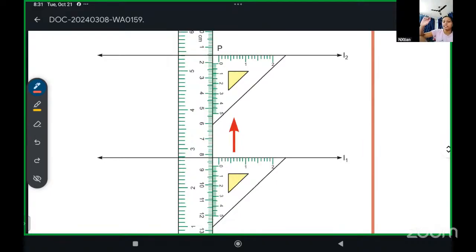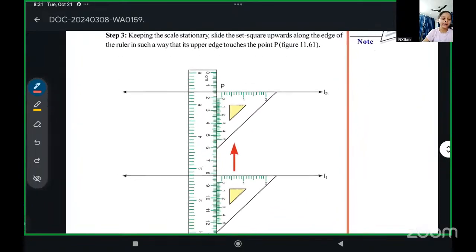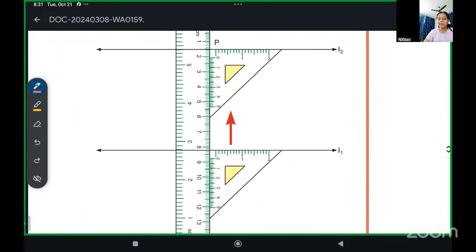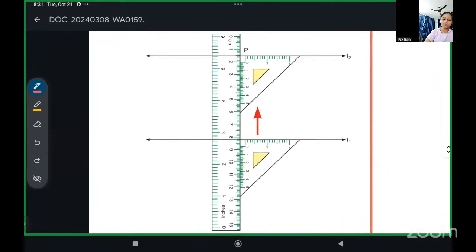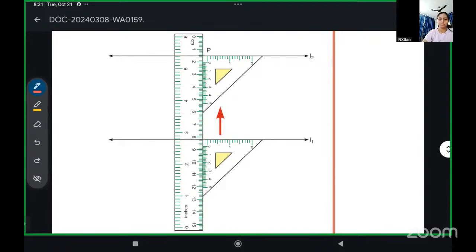The ruler will be, Abraham, touching the bottom line, over the bottom line and over the top line. At P, this edge of the ruler will be at P of the top line. Understood? Now we slide the set square from L1 to L2, upwards.